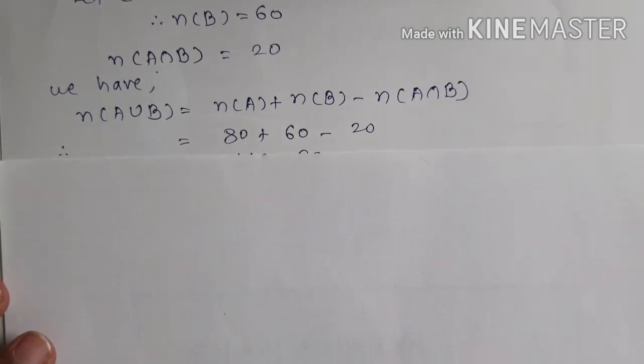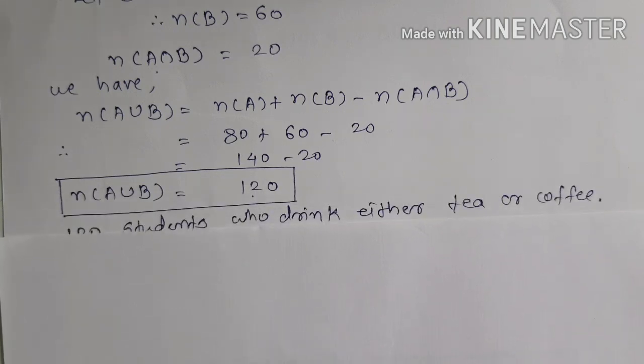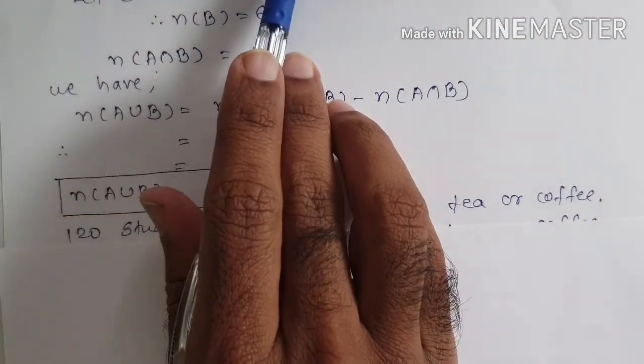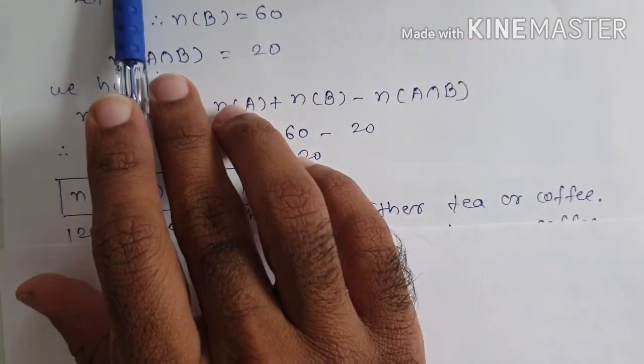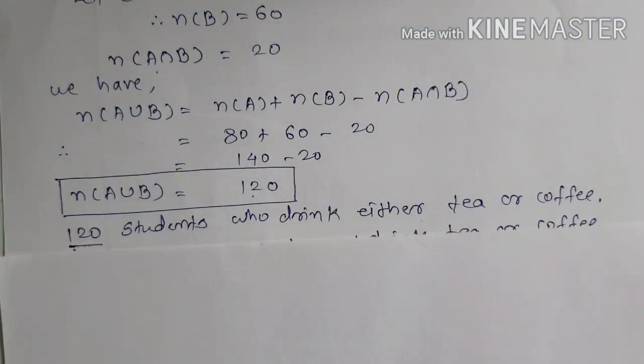So if we substitute the values, n of A is equal to 80 plus n of B is equal to 60 minus n of A intersection B is equal to 20. So if we go on simplifying, we'll get n of A union B is equal to 120. Now that means there are 120 students who drink either tea or coffee. But our question is, we have to find the number of students who do not drink tea or coffee. In hostel, there are 125 students.